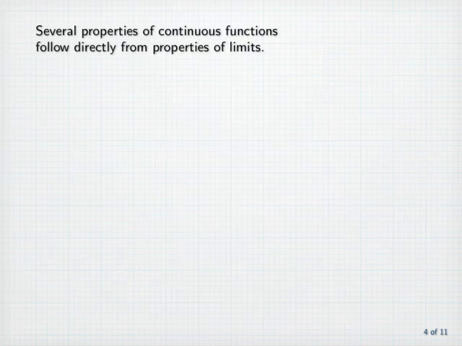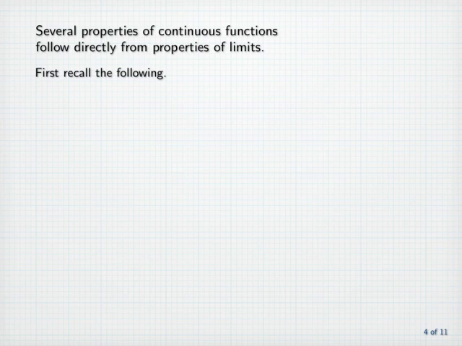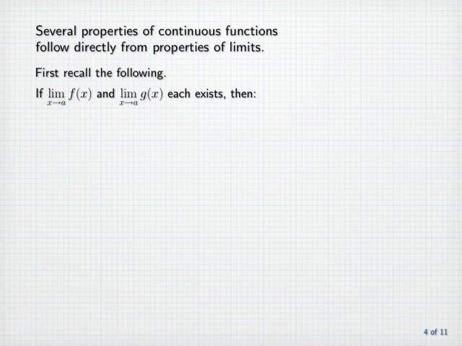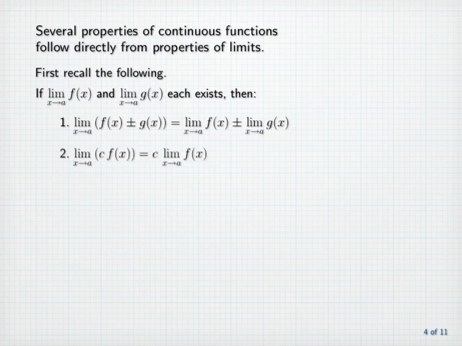Several properties of continuous functions follow directly from properties of limits. Let's first recall the following. If the limit as x approaches a of f of x and the limit as x approaches a of g of x each exists, then the limit of the sum or difference equals the sum or difference of the limits as x approaches a. The limit as x approaches a of a constant times f of x equals the constant times the limit as x approaches a of f of x.